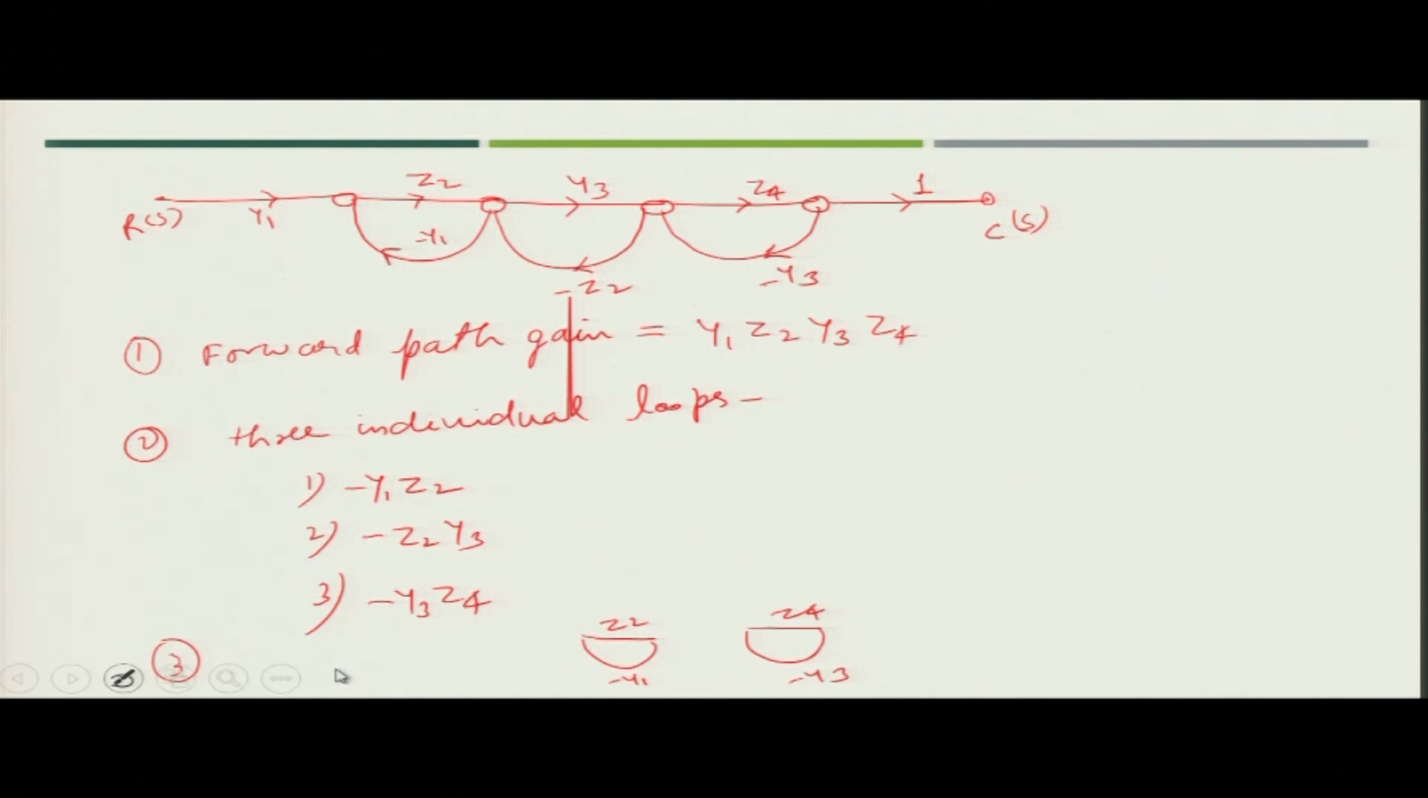So, the value of non touching loops will be equal to the product of the transfer functions, let us write it in the next slide. The total gain of non touching loops would be minus z 2 y 1 into minus of y 3 z 4. So, minus minus will become plus and you will get z 2 y 1 multiplied by y 3 z 4.